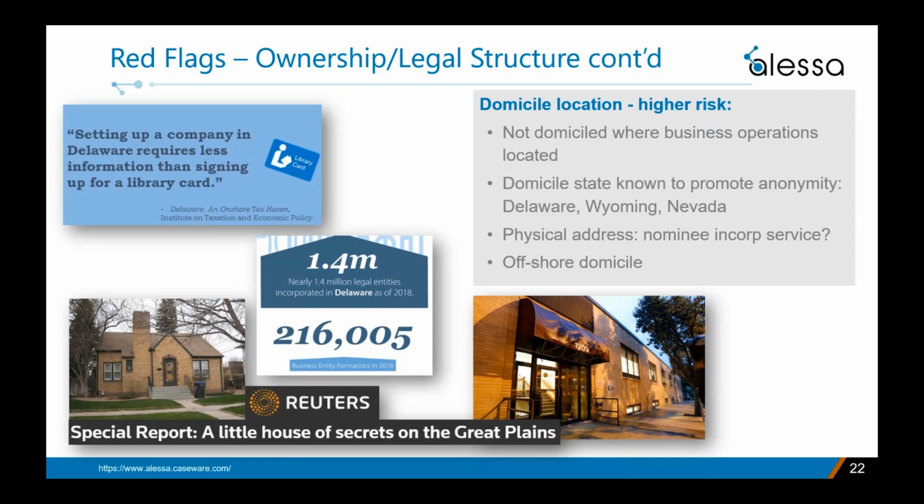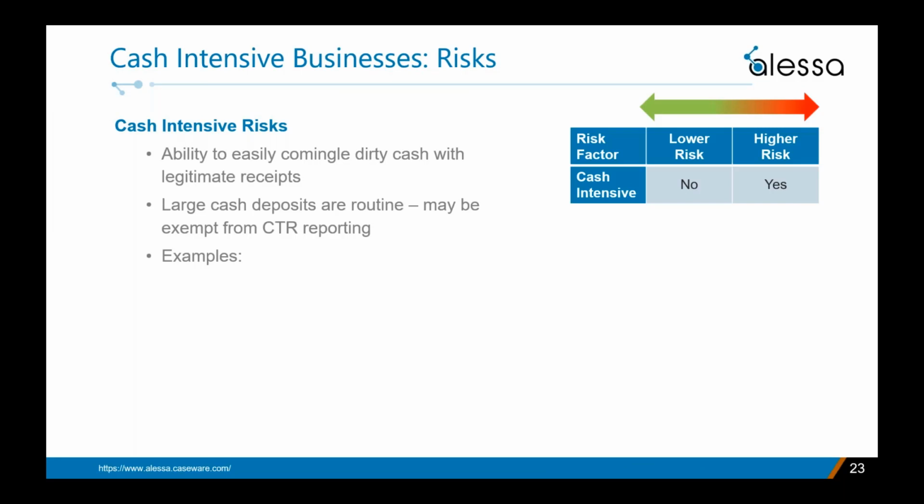Now in the lower left, you see a little house in Jackson, Wyoming, which happens to be the headquarters of over 5,000 companies. Reuters published a fascinating report on the use of NIS firms and shell companies that happened to feature this particular one. Now let's talk about some specific industry risk characteristics.